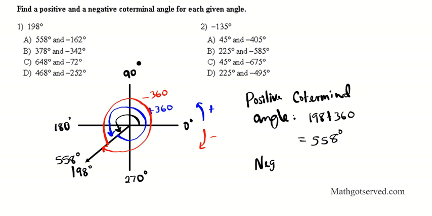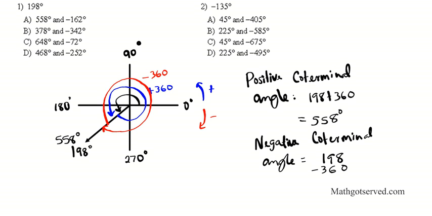Okay, so the negative coterminal angle is going to be 198 minus 360 degrees. Okay, so let's go ahead and do the subtraction. 10 minus 8 is 2. And I have 5 here. 15 minus 9 is 6. And we have 2 there, 1. So negative 162 degrees, okay?